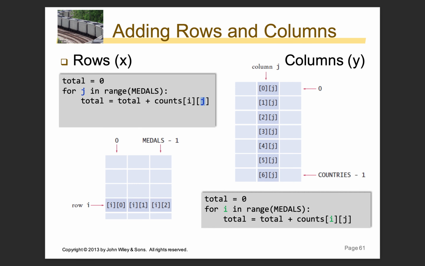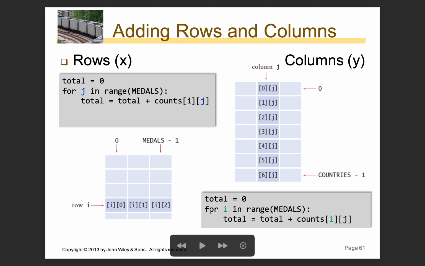Okay, so let's say we want to add up the number of medals a specific country got. So for j in range medals, okay, so this is going through the columns, total equals total plus counts i j. So we fix our row at i, and we add up the number of golds they have, the number of silvers they have, and the number of bronzes they have. They get added together. This is what this set of code is doing. It's adding up a row of values.